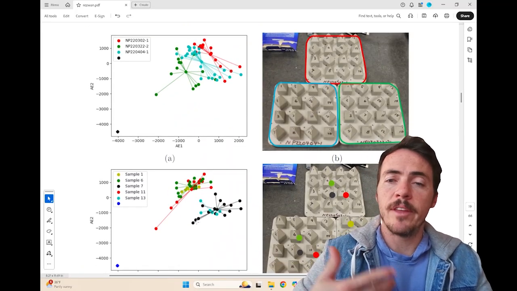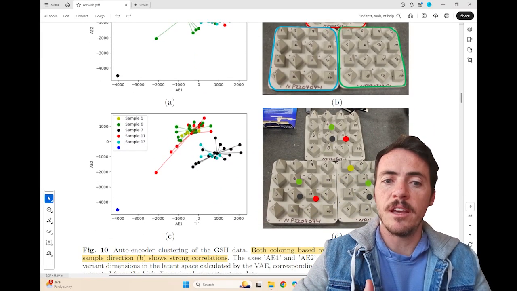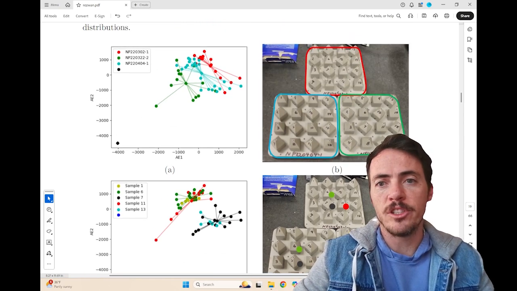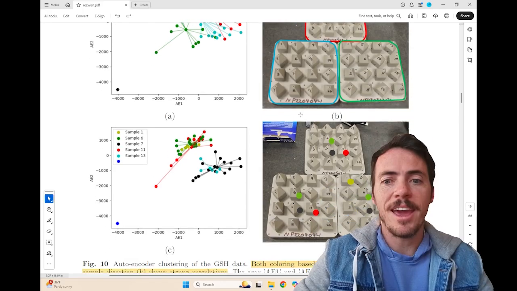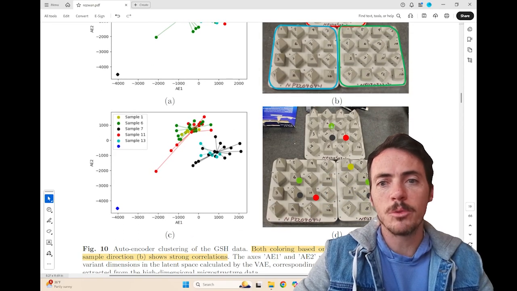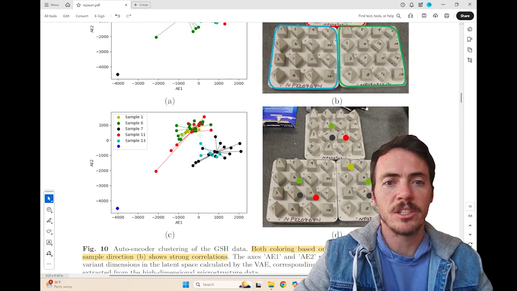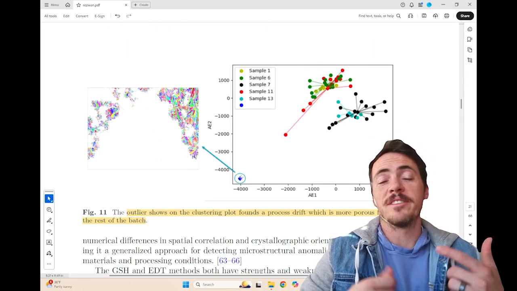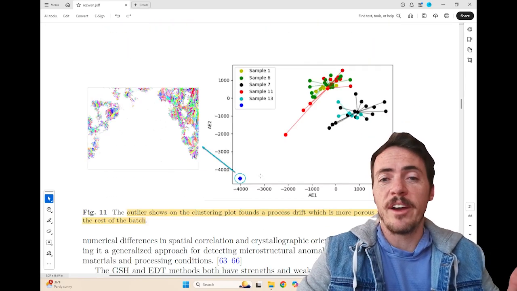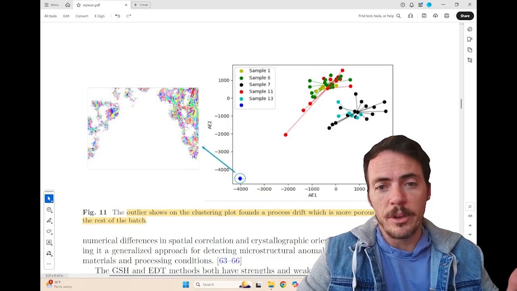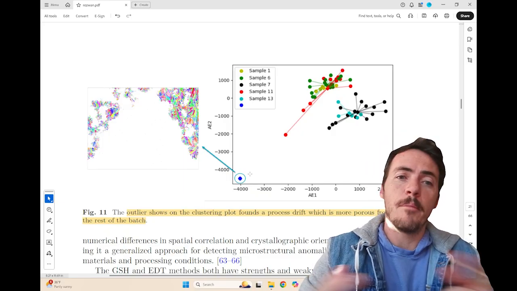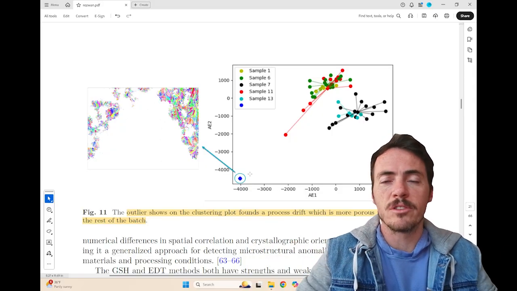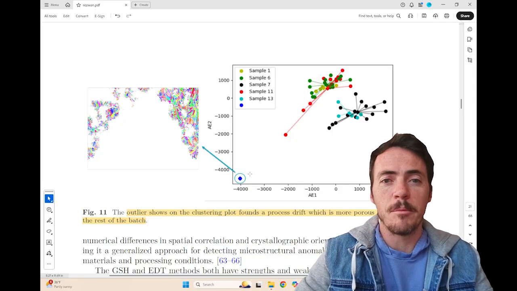Meanwhile, if you now take that same sort of analysis, but instead of using EDT as the spatial statistics, you're using GSH data, it's able to differentiate between different build plates very effectively, and it's also able to differentiate between orientations where you're able to actually see different clusters forming by orientation as well. And then one of the cool things I found about this is they're also able to use this to identify outliers. There's clearly this blue data point that is an outlier here. They were able to look at that microstructure and observe, oh yeah, okay, that one had a bunch of porous nature to its microstructure that was distinct from the rest of the samples in the batch.